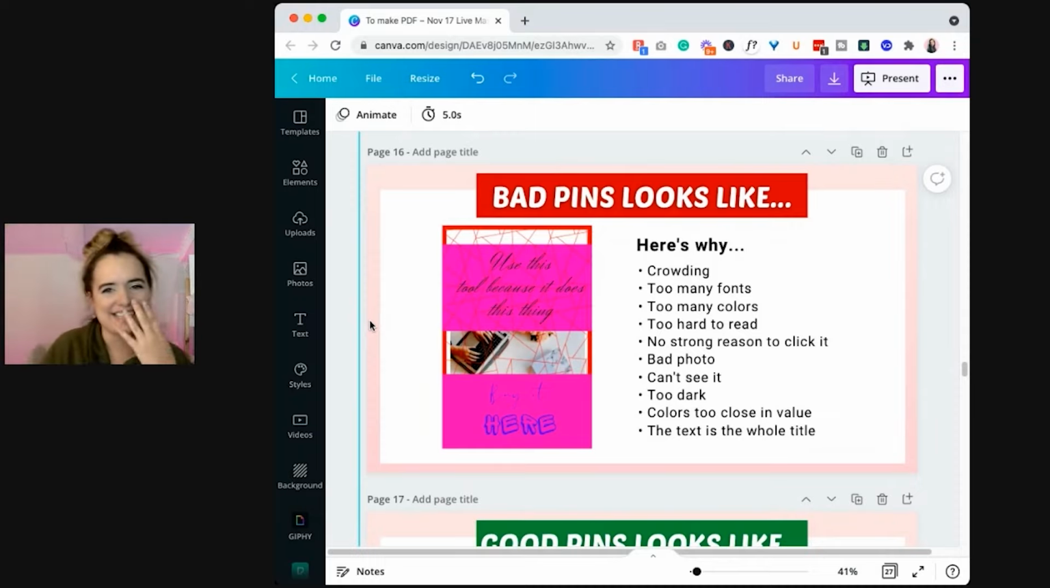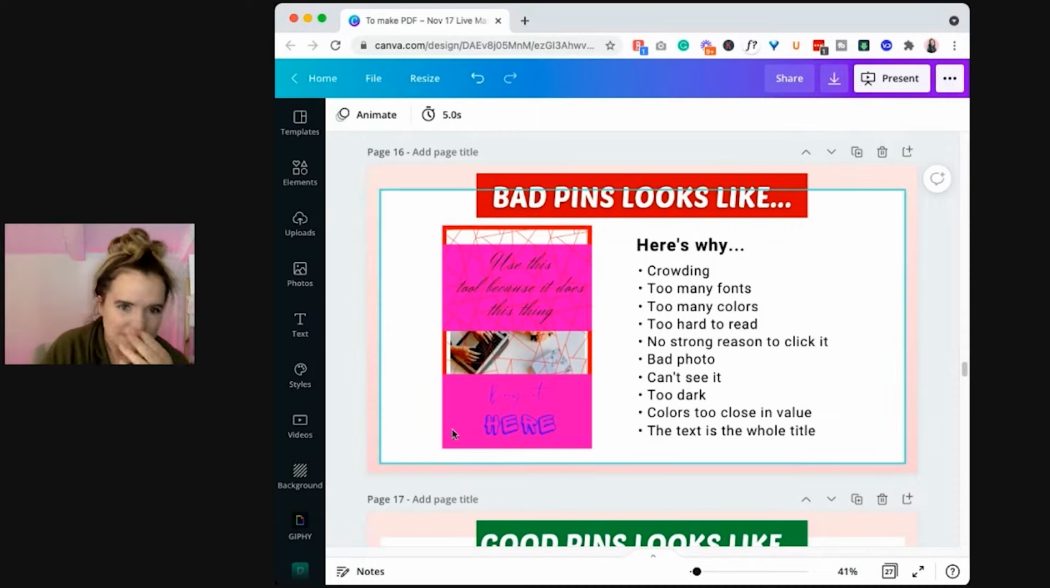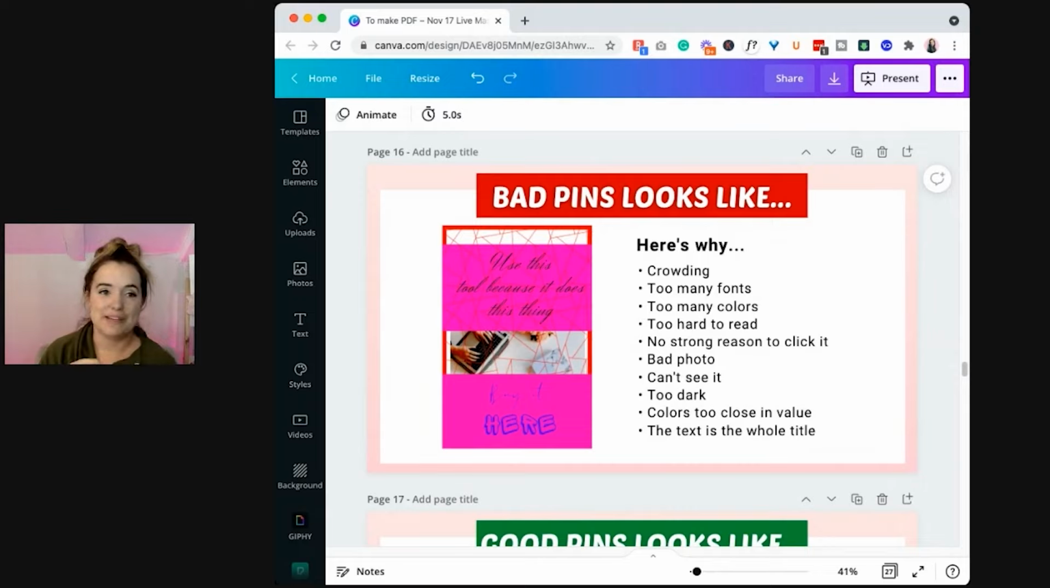I was like, this is so bad. But this is still, I've seen way worse pins, but it hurt me to make this pin. Okay, so why does this look like a bad pin? Well, remember how we talked about color theory very early on in this talk? We talked about how if things are too close in value, it's difficult to read.